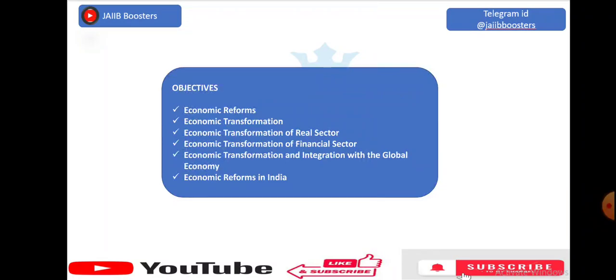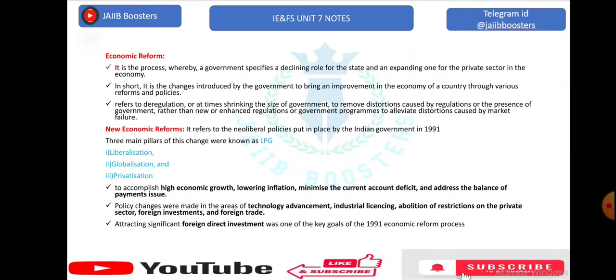It is economic reforms, economic transformation of the real sector, economic transformation of the financial sector, economic transformation and integration with the global economy, and economic reforms in India. These are the topics we are going to discuss in Unit 7, which is Indian economic reforms.